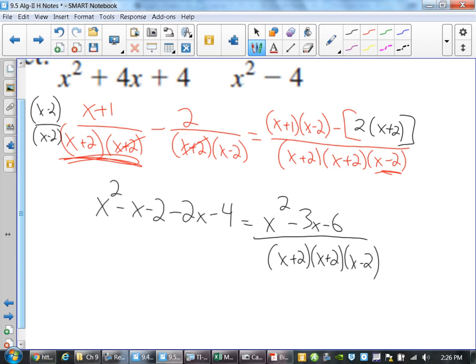Not to factor, they're already factored. I'm telling you, don't multiply them out. Don't FOIL them out. There's no reason. It's already in factored form. That's a great question.